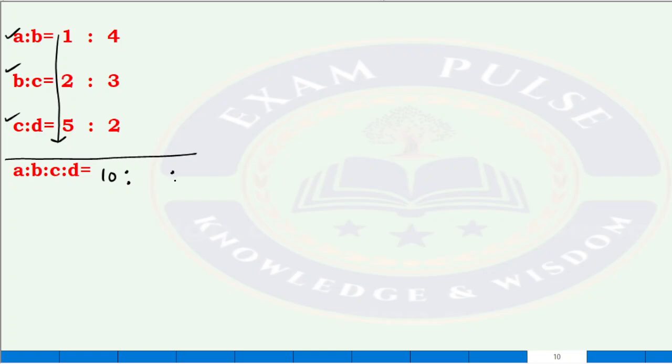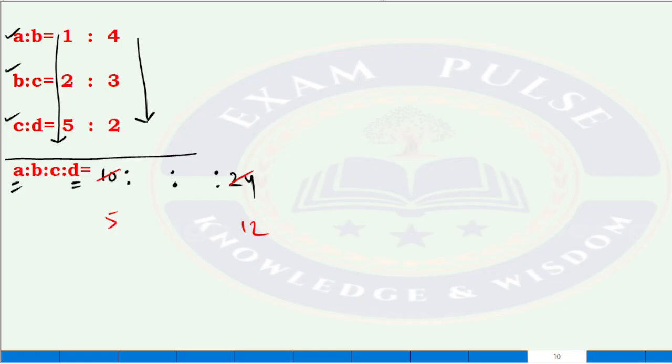Now leave about this B and leave about this C. Write down the D. 4 3s are 12, 12 2s are 24. Now how many options are satisfying such that A is to D will be 10 is to 24? It can be 10:24, or sometimes if you divide this, 5:12. Other than this no options are possible.